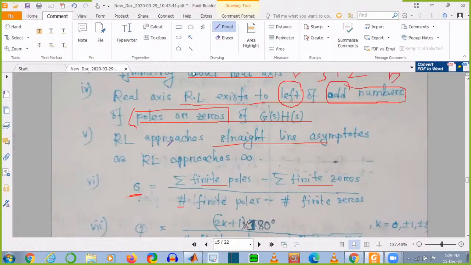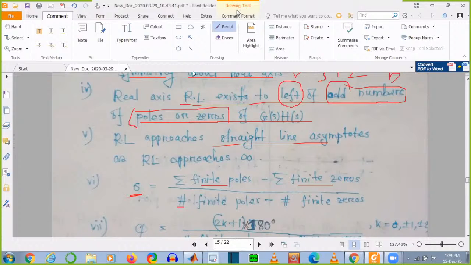So the root locus approaches straight line asymptotes. What is the meaning of asymptotes? Can you say that? Sir, I don't know, I heard it for the first time today. And you know straight line, right? Yes, sir, a straight line. So the root locus approaches straight line asymptotes as the root locus approaches infinity. Asymptotes means infinite path. Straight line, infinite path.